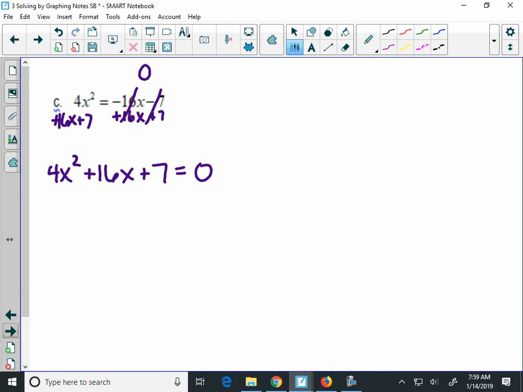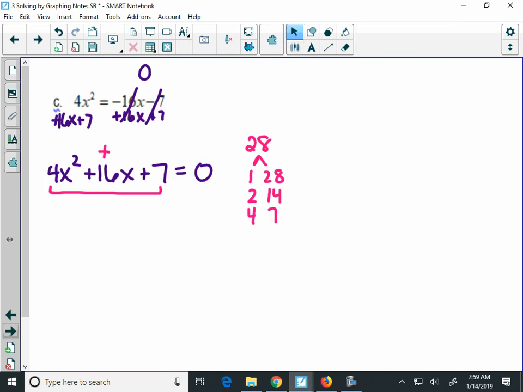Now there is no GCF between 4, 16, and 7, so I'm going to factor. And the factoring method I'm going to use is split the middle because I have 3 terms. To split the middle, remember you multiply the first and the last term, which is 28. And you need to find all the numbers that multiply to 28 because our goal is to find them that add to 16. Positive 28 to multiply, positive 16, I'm looking for 2 positive numbers. So my factors of 28 are 1 and 28, 2 and 14, 4 and 7. Looks like 2 and 14 are going to work for us.